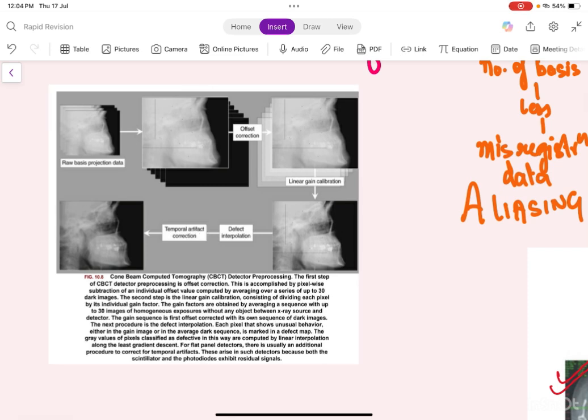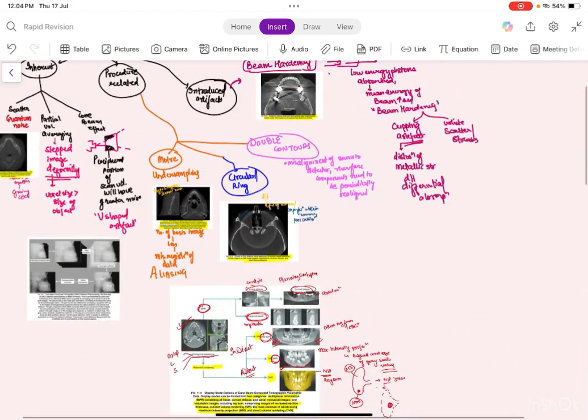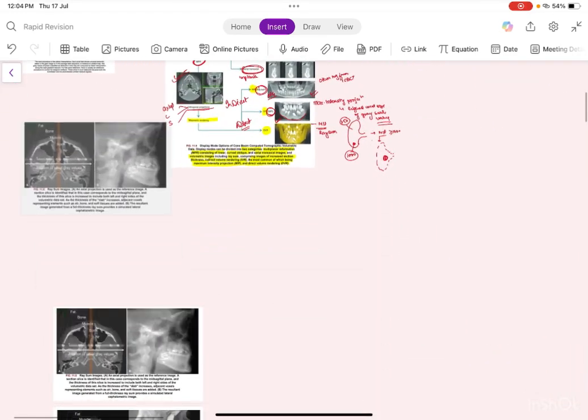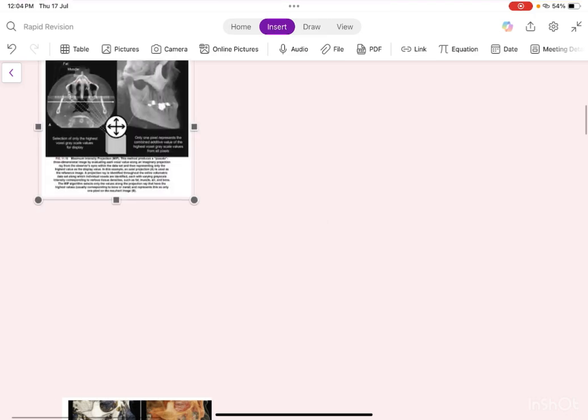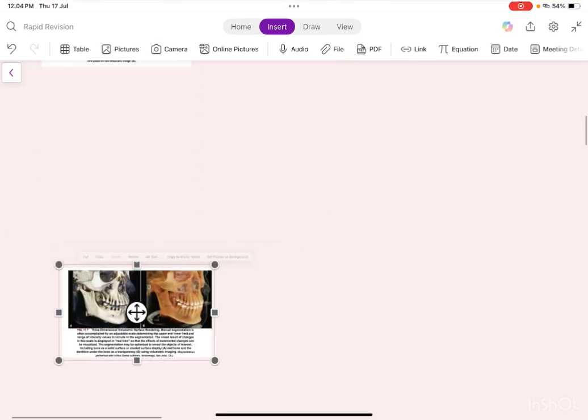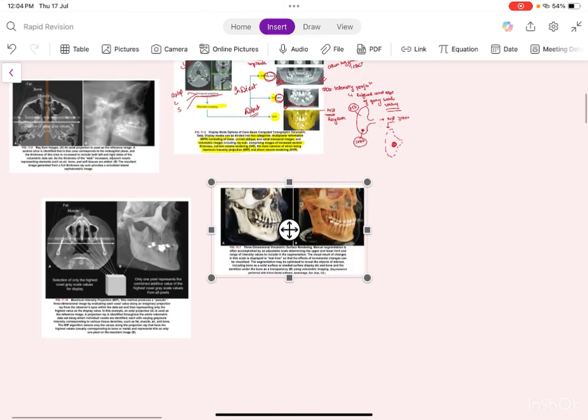This is basically the processing, right? So if you have 30 dark images and then you calibrate it, there's a gain sequence. You have a scintillator which is made of cesium iodide and so on. Now let's look at these photographs also. By this you will understand nicely.